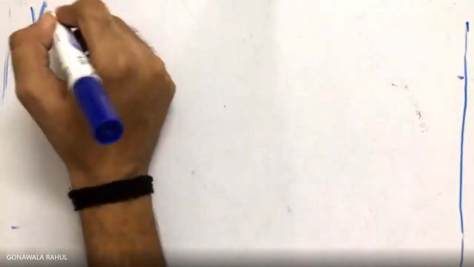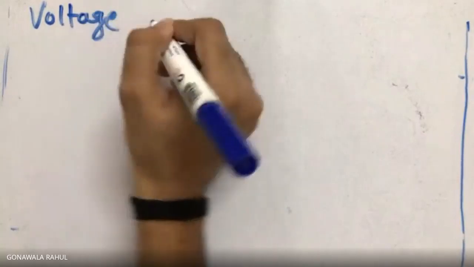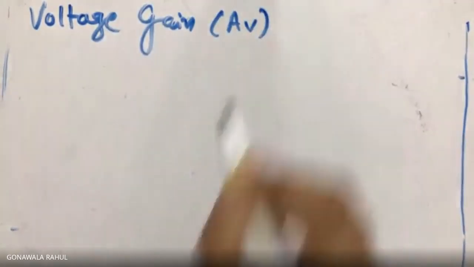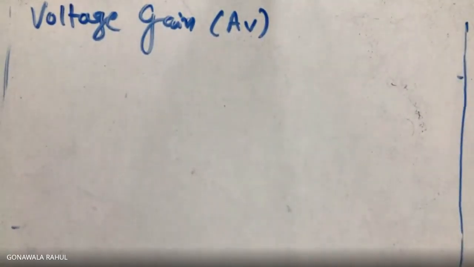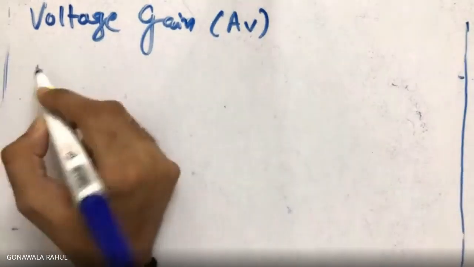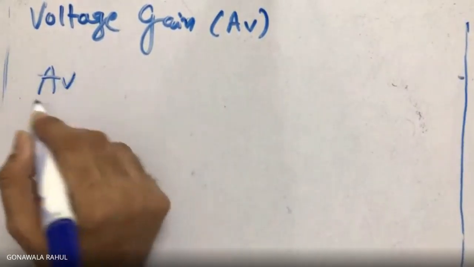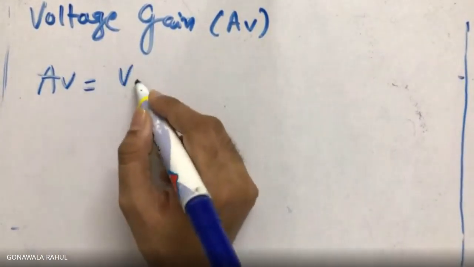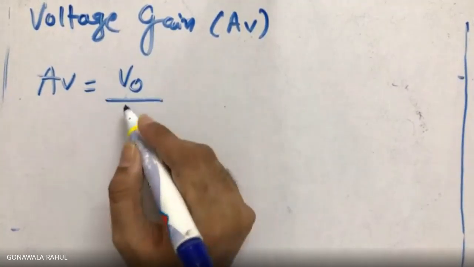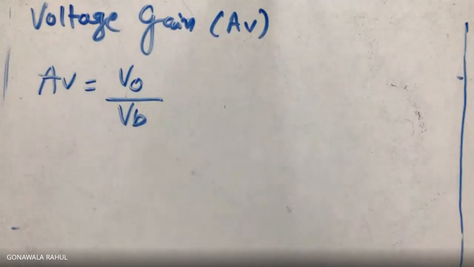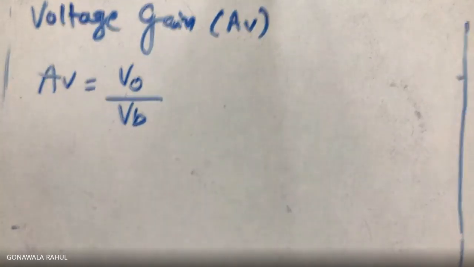Now we are moving further to voltage gain. Voltage gain AV, I want to find out. Voltage gain AV is the ratio of output voltage to input voltage. Output voltage is, let's say, V0, and input voltage is, let's say, VB, the base voltage. So now we will find that out.